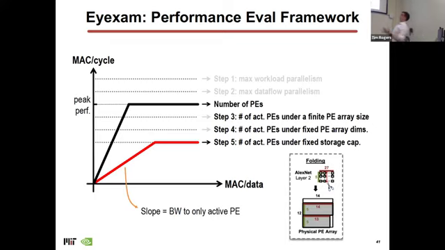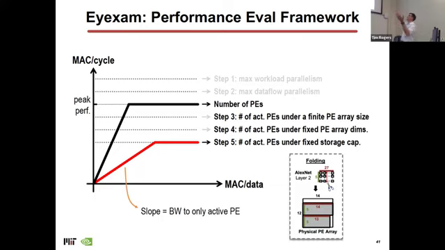Then they just keep doing this. Step 3 is the number of active PEs under finite PE array size, meaning that you're not going to be able to perfectly pack your PEs, because you're going to have situations where you've got empty space. That limits the number of active PEs you can have. Again, you need to take in the dimensions of both the array and the layer to figure out what step 3 does. Then step 4 is the number of active PEs under finite PE dimensions, which is accounting for the number of PEs.